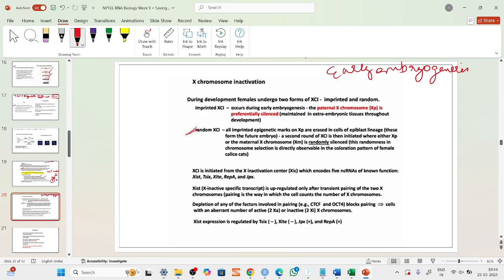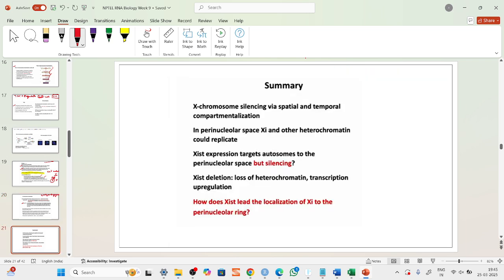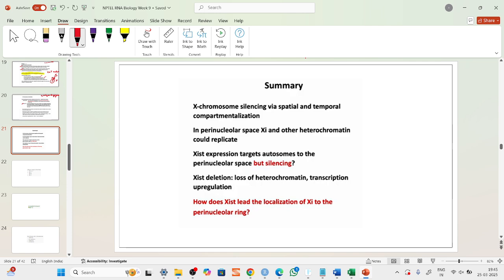Now, X chromosome inactivation is initiated from the X inactivation center, known as XIC, which encodes 5 non-coding RNAs of known function: XIST, TSIX, XITE, RepA, and JPX. XIST is upregulated only after transient pairing of the 2 X chromosomes. Depletion of any of the factors involved in pairing will lead to cells with an aberrant number of active or inactive chromosomes.